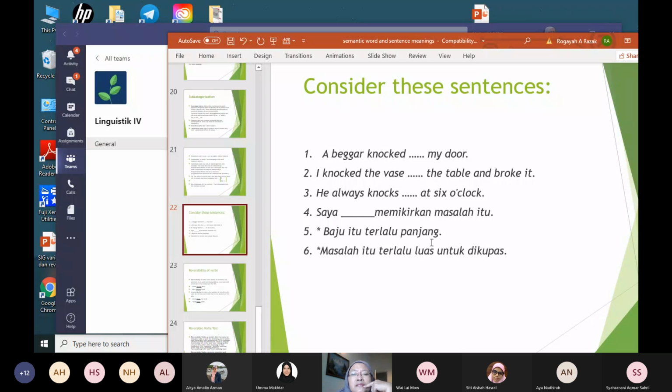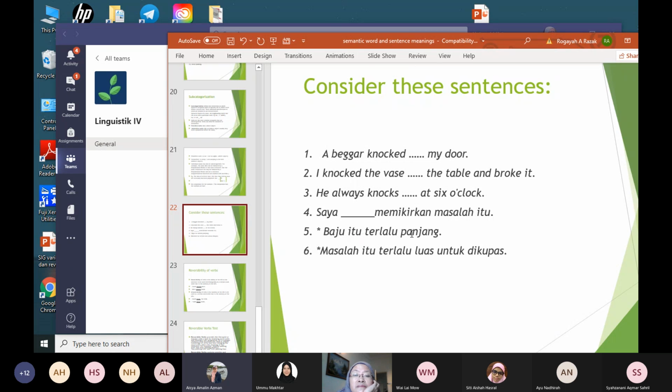Either you take panjang and do a subcat on panjang, or you take a baju. But baju, just baju, is actually not it. It's panjang lah. Maknanya, kalau you ambil subcat tu panjang, dia akan specify what kind of noun phrase. So kalau panjang, certain words lah can happen here. Apa lagi? Lengan baju. Lengan baju terlalu panjang.